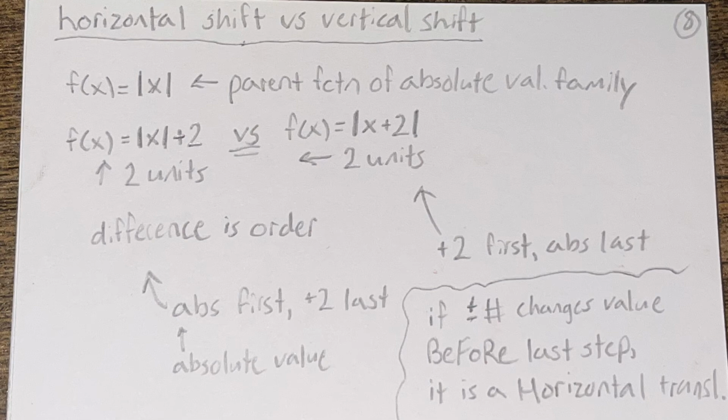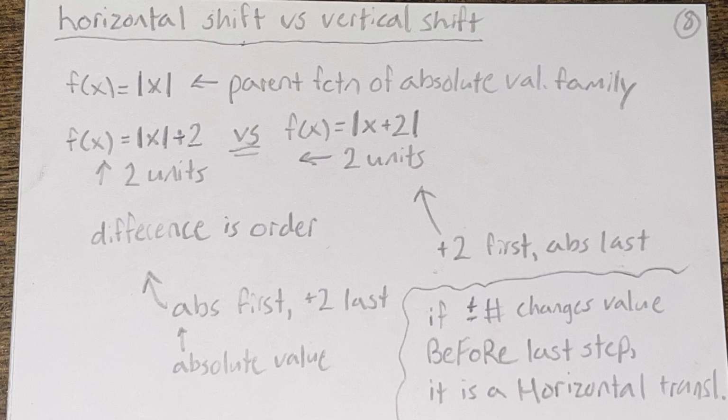For example, f(x) = |x| is the parent function. The function f(x) = |x| + 2 is a vertical shift, 2 units up, because the plus 2 is the last step. The function f(x) = |x + 2| is a different function. The plus 2 comes before the absolute value: x plus 2, then absolute value. This is a horizontal shift, 2 units to the left.